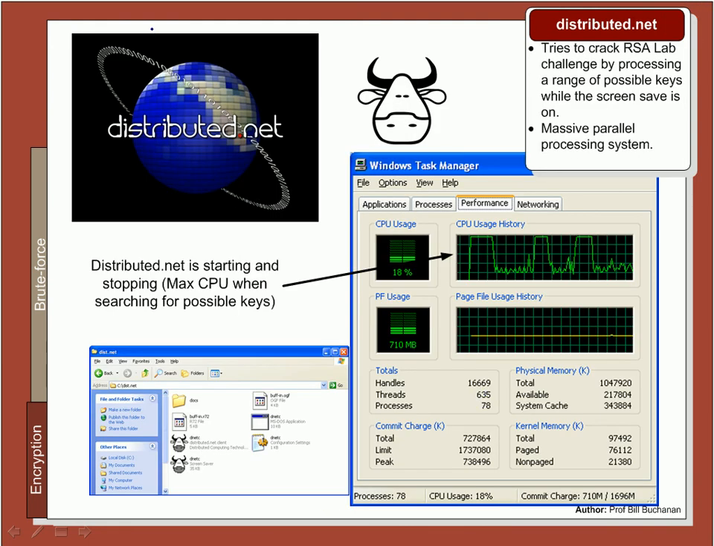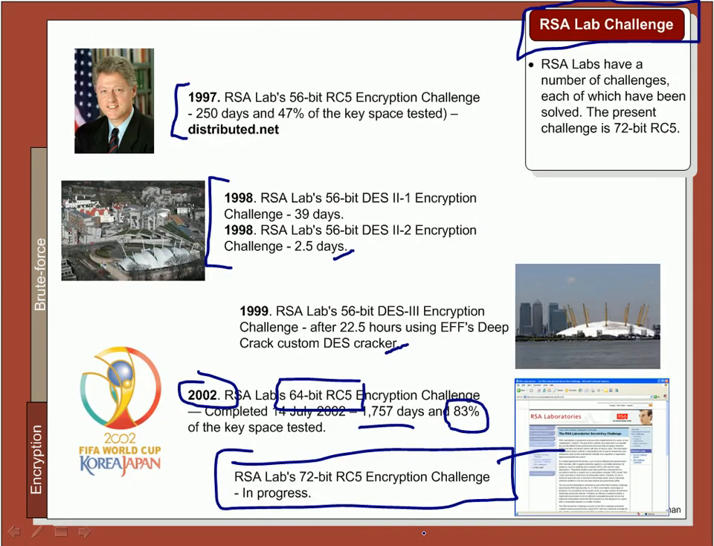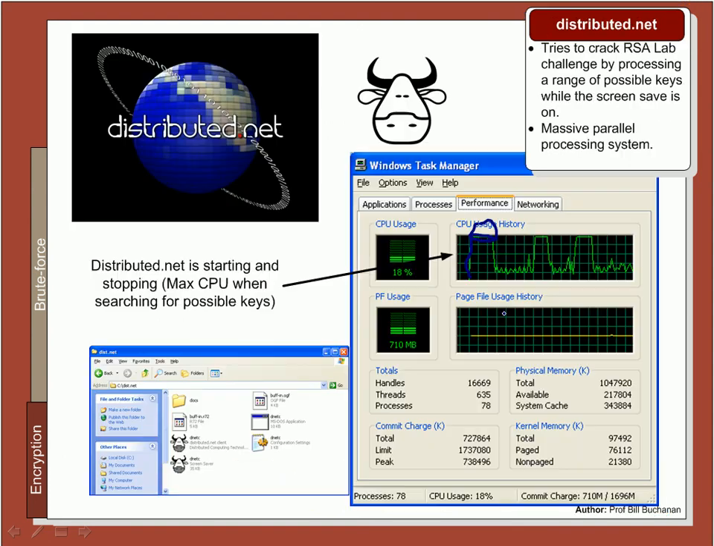Distributed.net works in a way that it is possible to download a process which runs when the screensaver starts. In this case, the screensaver is starting and stopping. We can see it goes up to maximum CPU utilization when the screensaver is on, and in this region it's computing some encryption keys related to the RC5 algorithm. We've stopped the screensaver here and started it back again. So it's possible to create a massively parallel processing system that can search encryption keys.